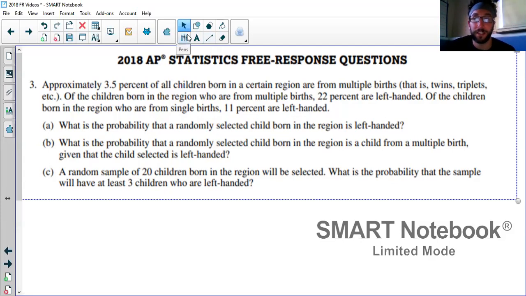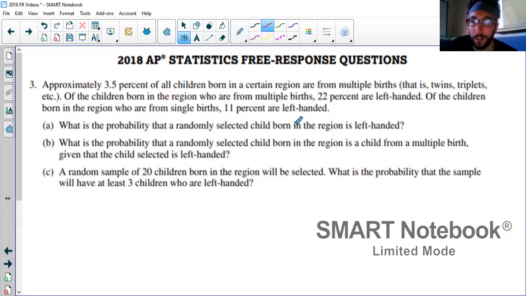So before we even jump into any of these individually, a few things. First off, a lot of students I've seen get confused by this in the region, but all this information is just about some certain region. So when we read this question, we don't really care about the in the region part. I've seen students get thrown off by that. So that's the first thing. Whatever. Everyone we're talking about is in this region.